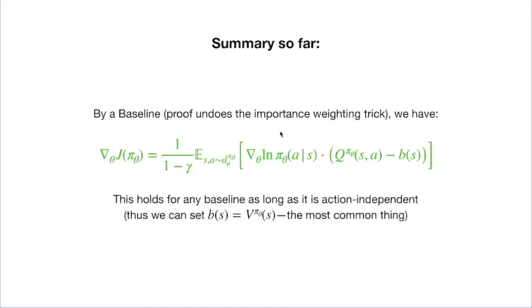And the most common thing we do in practice is to set this baseline to be the current policy's value function, right? So if I set this to be V pi theta(S), the reason that I can do this is that my value function is dependent only on S. It does not take an action as input, right? So that gives me the advantage version of this policy gradient.